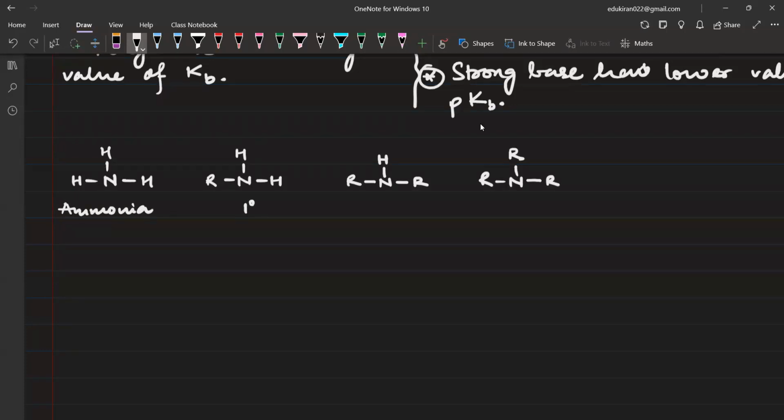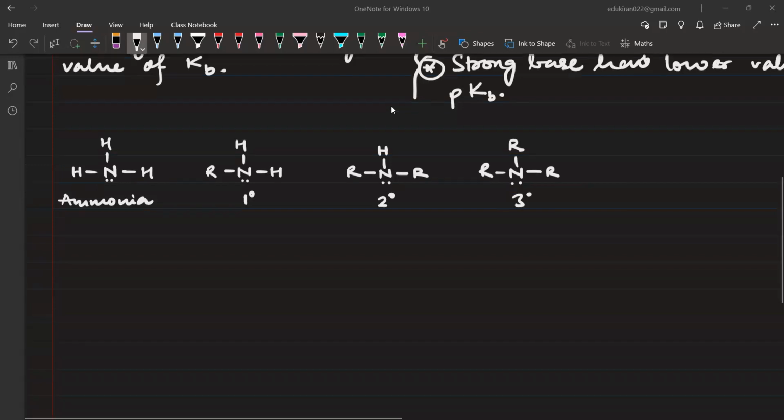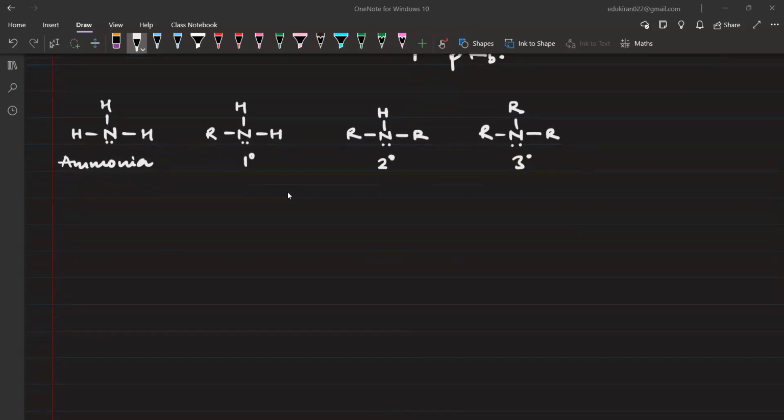This is 1 degree, this is 2 degree, and this is 3 degree. Now, all the nitrogen atoms here have a lone pair of electrons. Where the electron density is higher, because the basic character is only due to the lone pair of electrons, that will act as a better base or a stronger base.